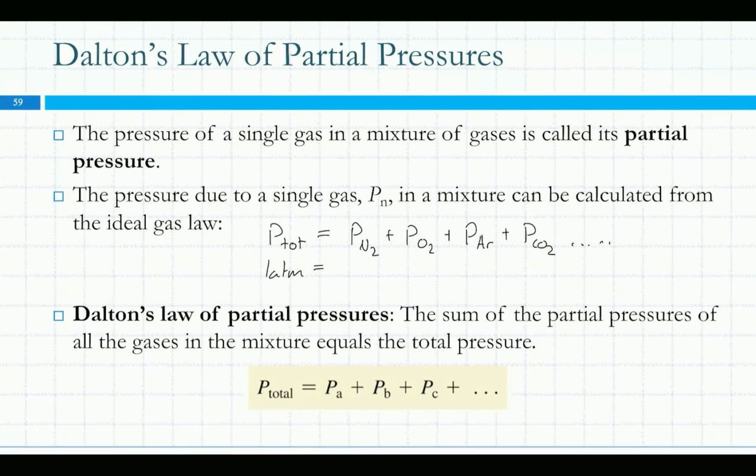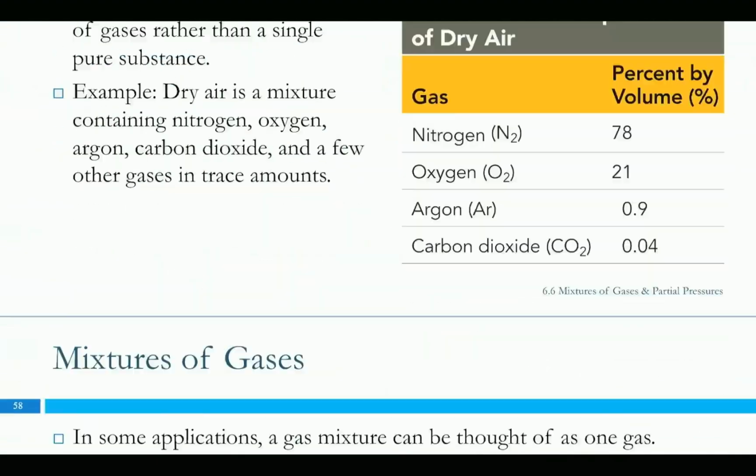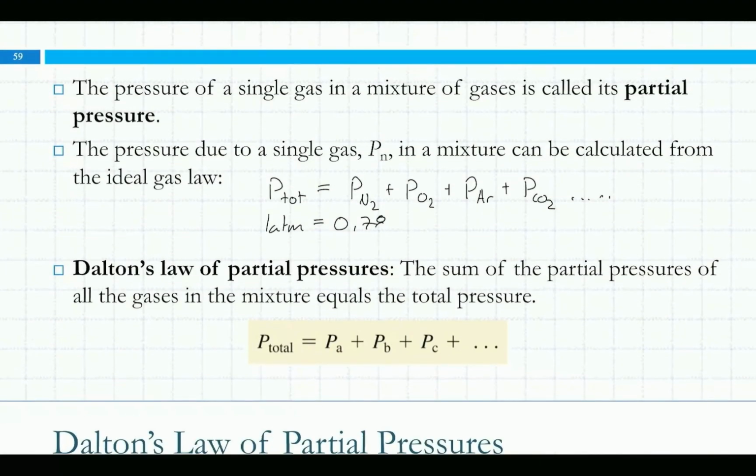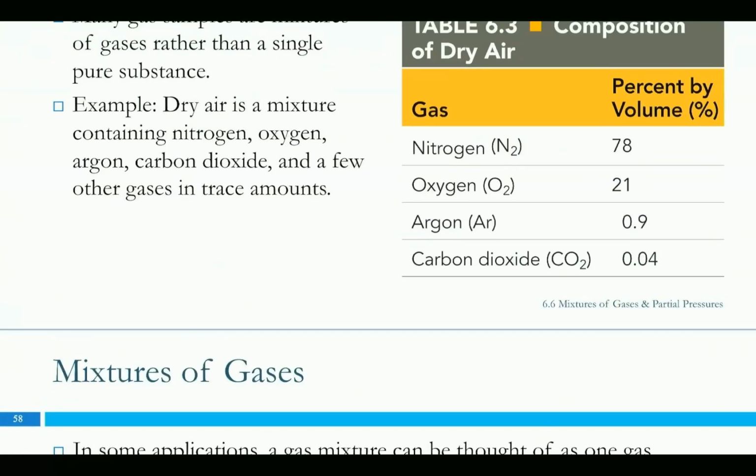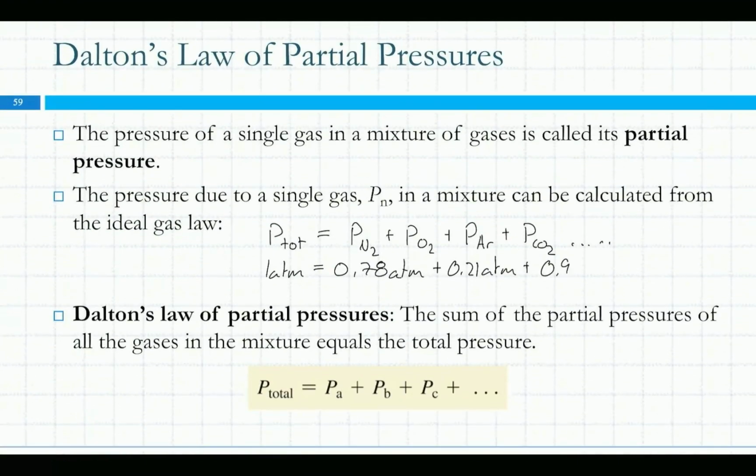So nitrogen will be contributing 0.78 atmospheres. Oxygen will be contributing 0.21 atmospheres. Argon will be contributing 0.009. And then carbon dioxide will be contributing 0.0004. And that probably doesn't add up completely to 1. But again, whatever partial gases, there's also other things in the mix.